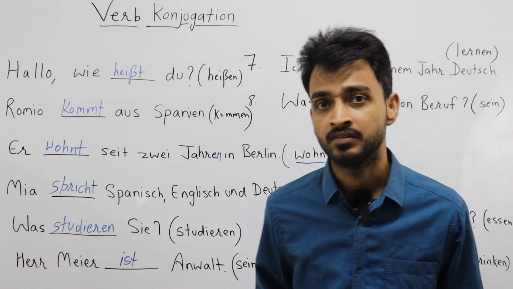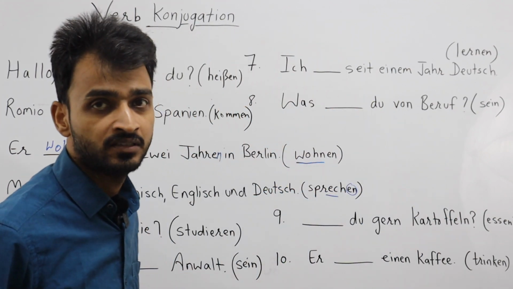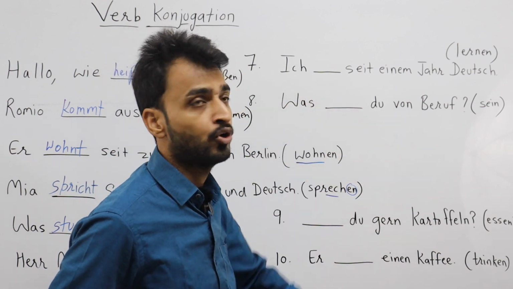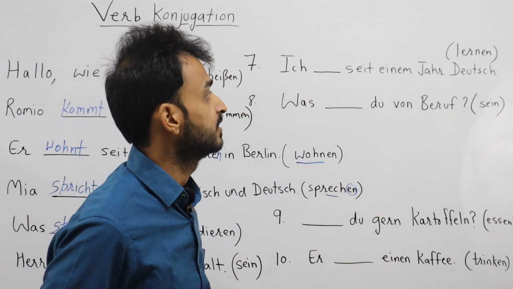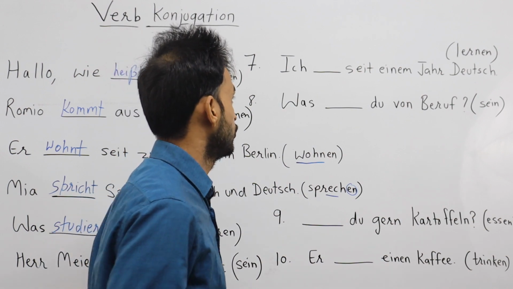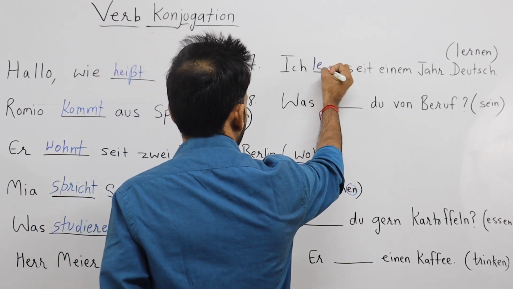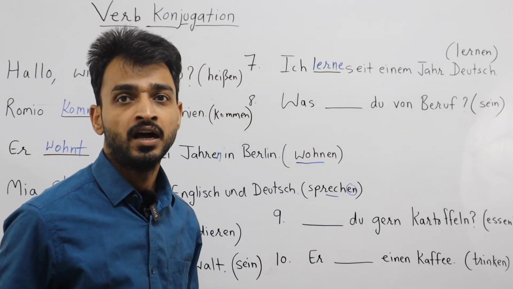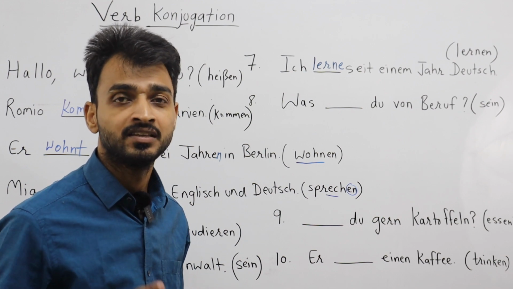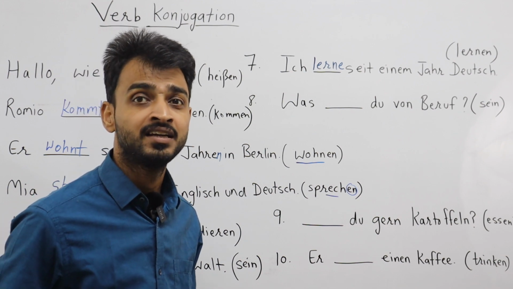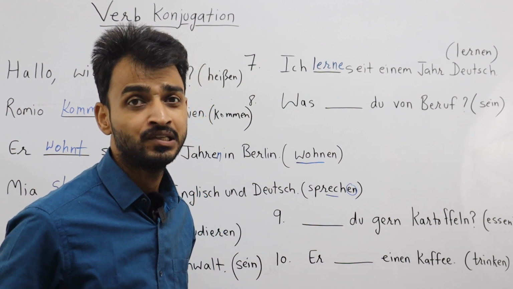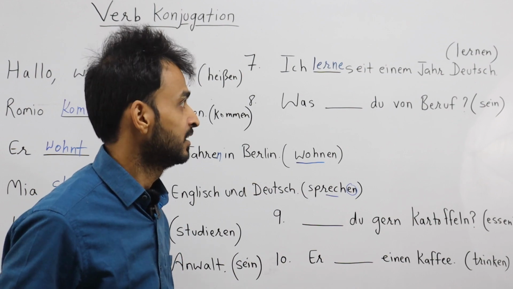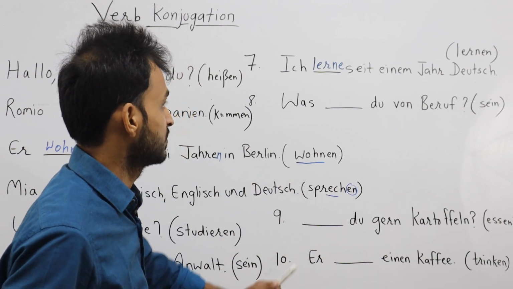Next, now we see this side of the board. I have written a few more sentences. Number 7, ich blank seit einem Jahr Deutsch, and the verb is lernen. So lernen is the verb and we conjugate ich, e ending, lerne. Ich lerne. I am learning German since 1 year. I have been learning German since 1 year. Seit is a dative preposition. So seit einem Jahr. I have been learning German since 1 year. So ich, the ending is e ending. Ich lerne.